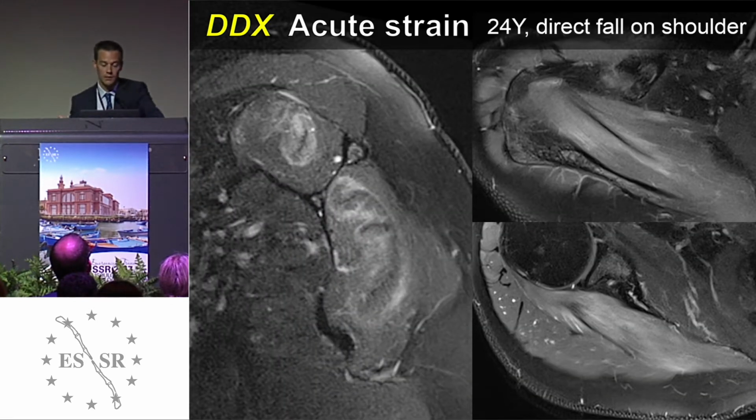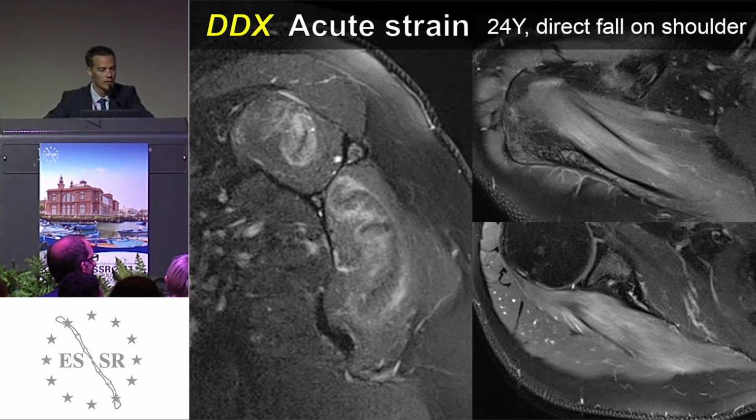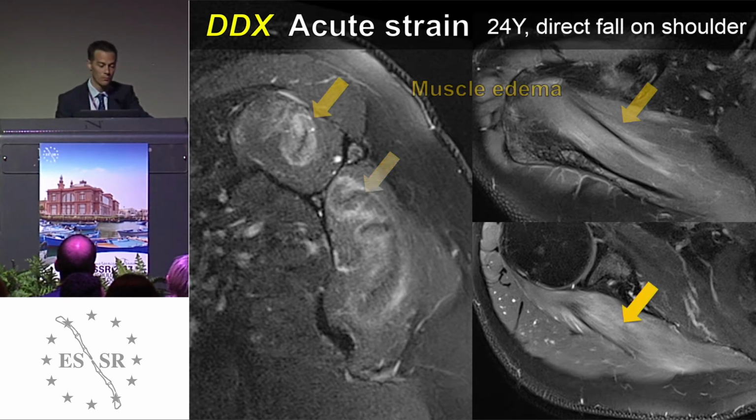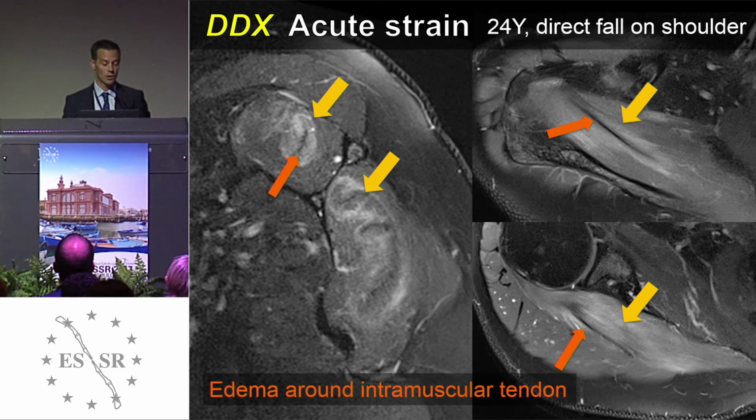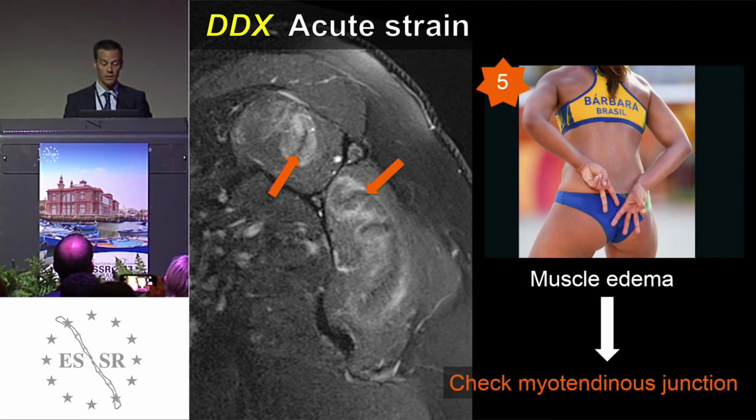And the last differential diagnosis, which can sometimes be tricky, is acute strain. You have here an example of a young professional player that fell on the shoulder and was complaining of pain for several weeks, and you can see on those images that you have, of course, muscular edema occurring at the level of the supraspinatus and the infraspinatus. But a very important thing to identify is that the edema is centered around the intramuscular tendon. That's not denervation, that's true trauma, the trauma occurring at the myotendinous junction. So the last message: if you have muscular edema, check the myotendinous junction and look for trauma.